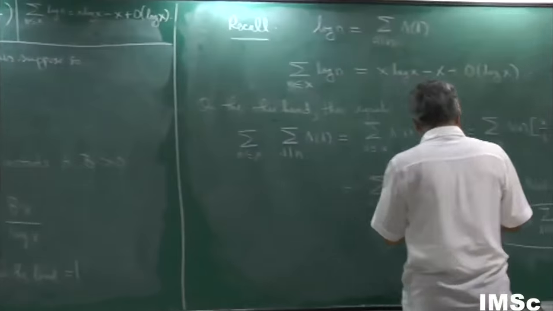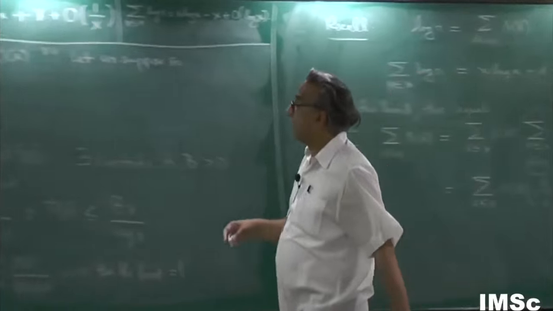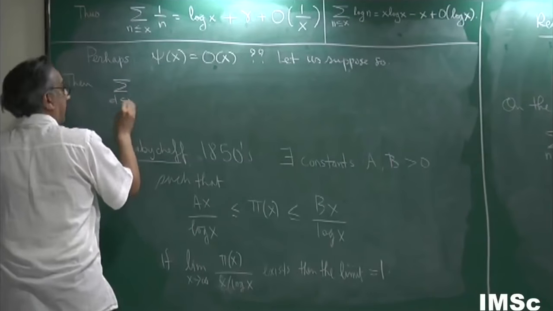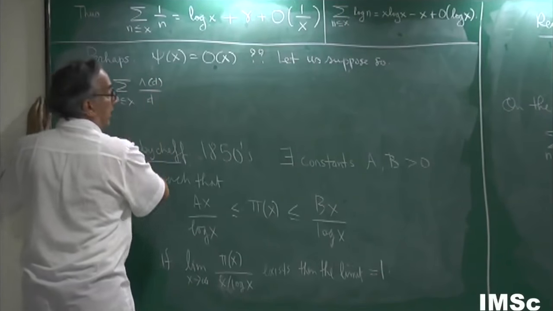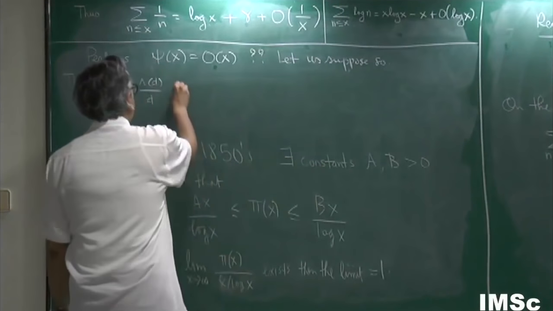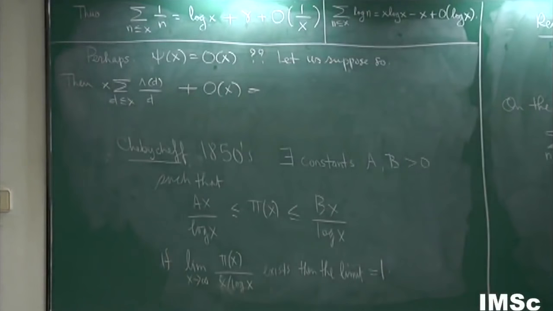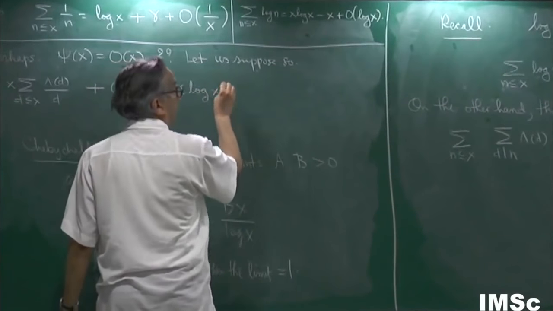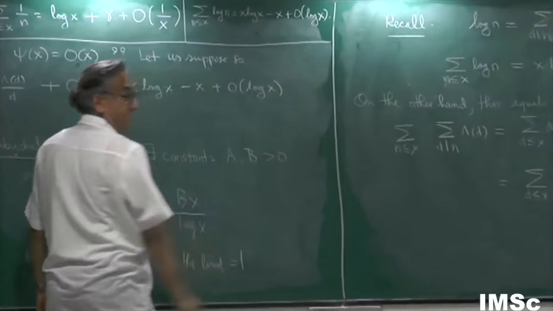And if that's the case, then it allows me to handle this error term. Then the summation over d less than x of x lambda d over d, plus O of x, equals this guy, x log x, plus, minus x plus O of log x. So we get an equality, okay?